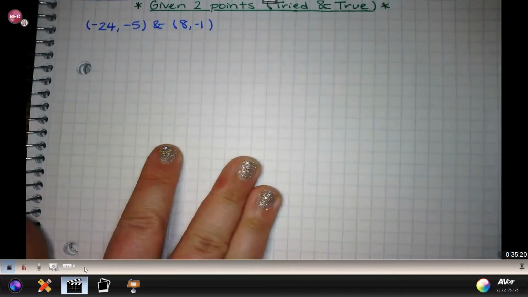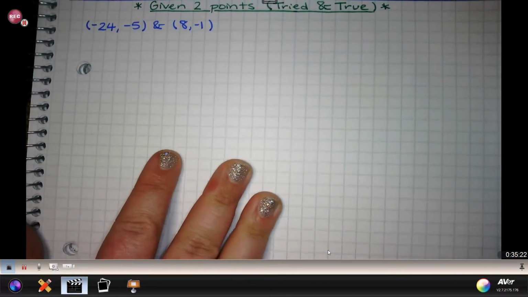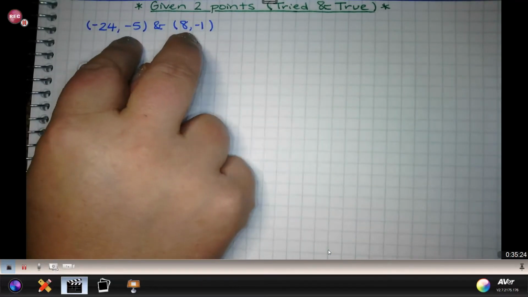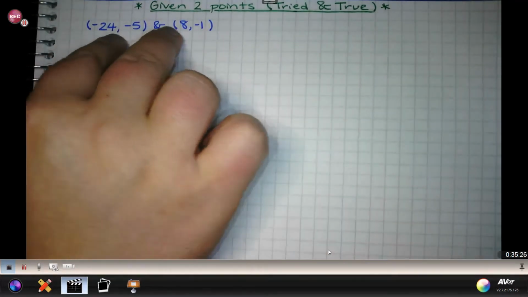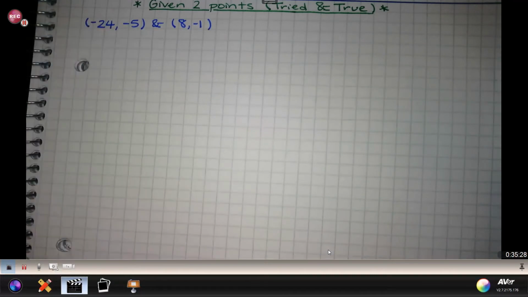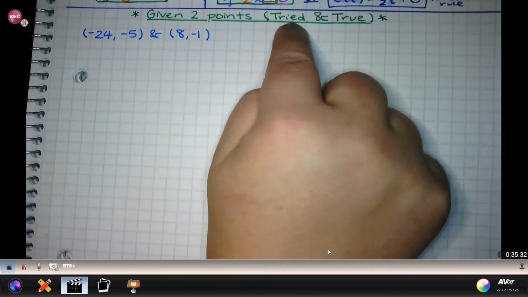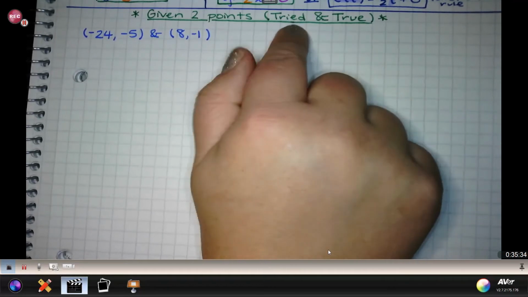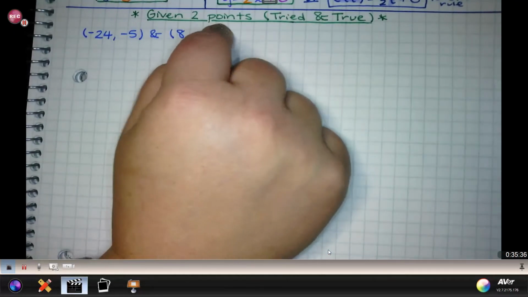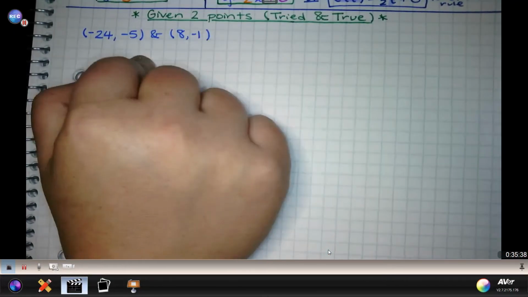Okay, next here we have when we're given 2 points. So literally what they'll do is just say like, here are 2 points, find the equation of the line that passes through these or contains them. Just like I said before, there's different ways to phrase that. But you'll notice here that I added tried and true. And that is because almost every other problem can actually be boiled down to 2 points.